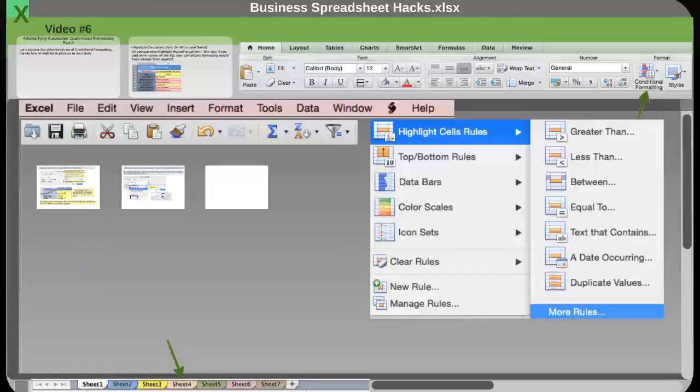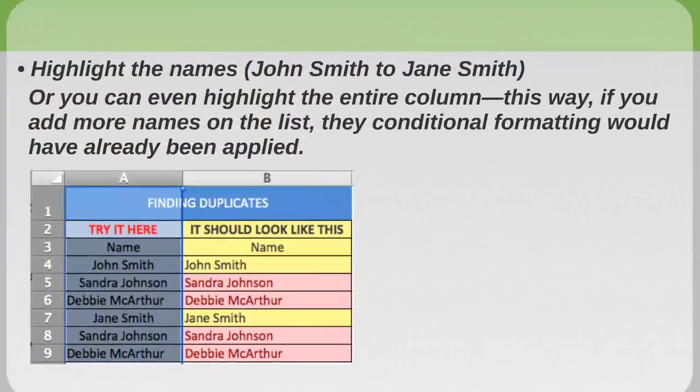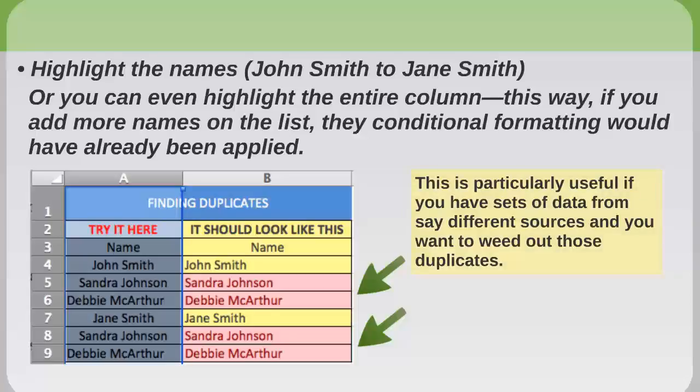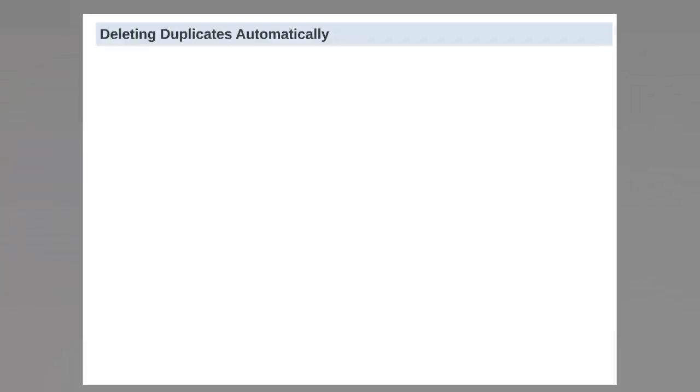So the way this works is similar to the conditional formatting that I showed you in video number 5. But in this case, once you have highlighted that, you click on conditional formatting, you click on highlight cell rules, and you click on duplicate values, which is at the very bottom. Now, by doing that, these two should highlight. This is particularly useful if you have sets of data from, say, different sources, and you want to weed out those duplicates. So this helps you delete duplicates, or get to the process of deleting those automatically.